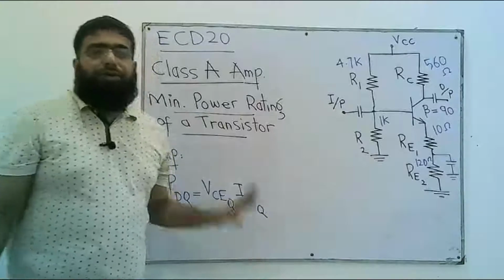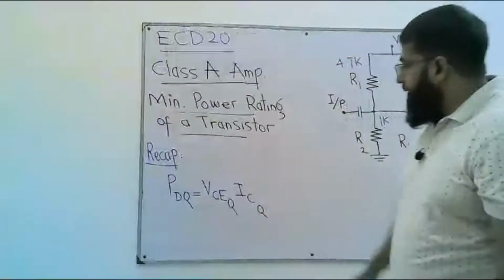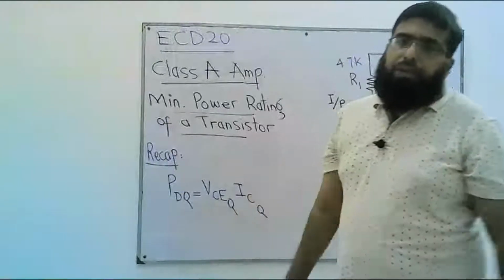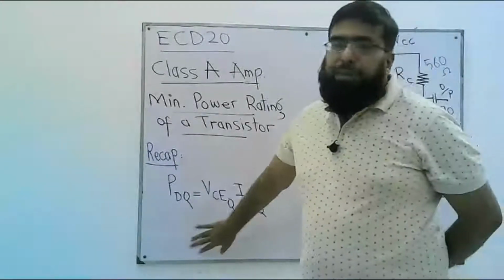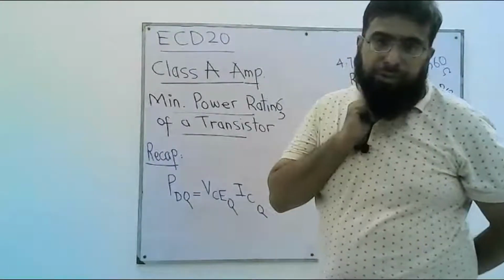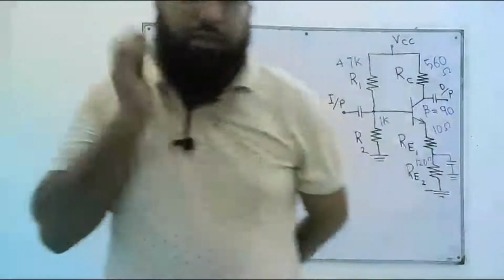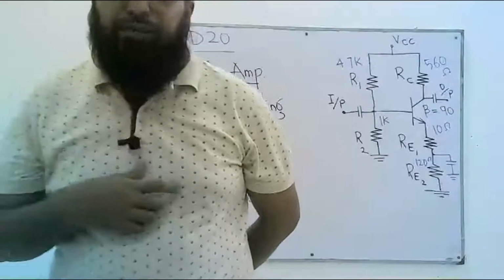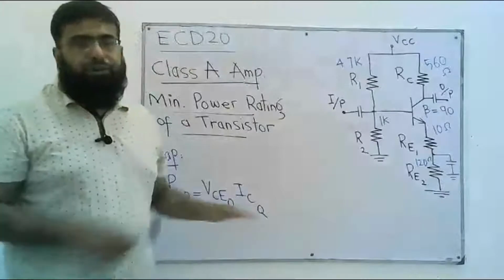times the Q point DC current. So the product of these two quantities, this voltage and this current, gives us the power that gives us the minimum rating of the transistor we should use as an amplifier. So this is what we studied in one of our previous lectures, and in this lecture we'll numerically find the value of PDQ for this given circuit.